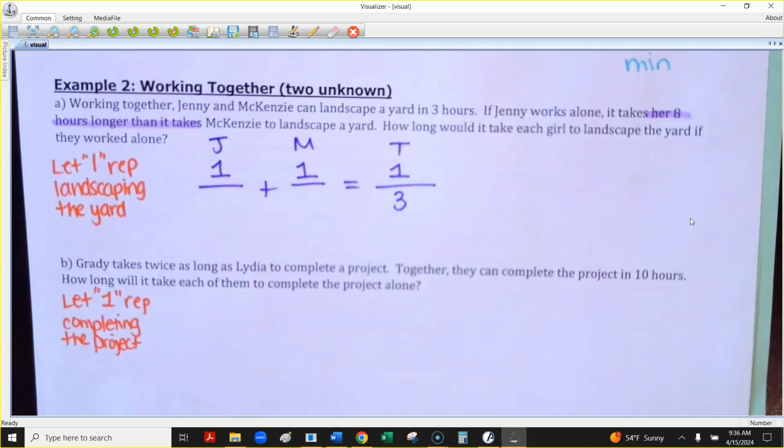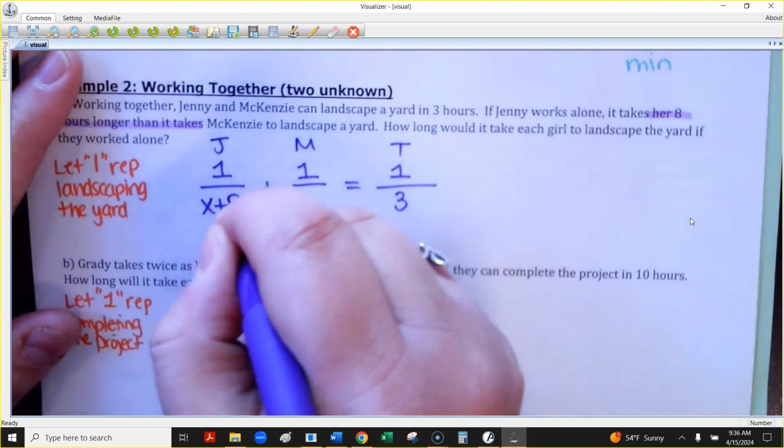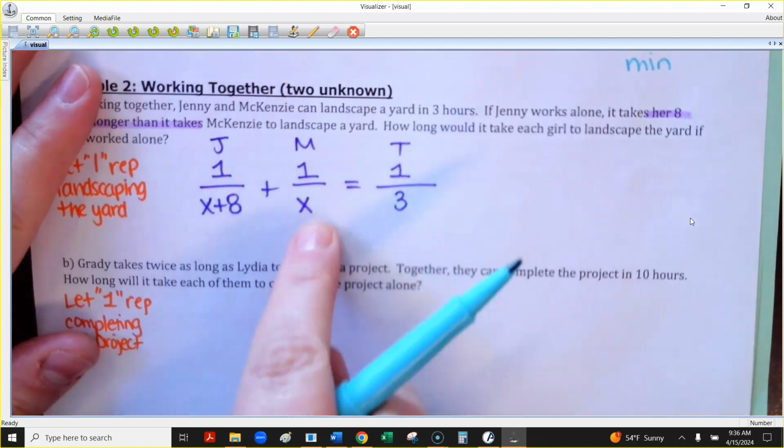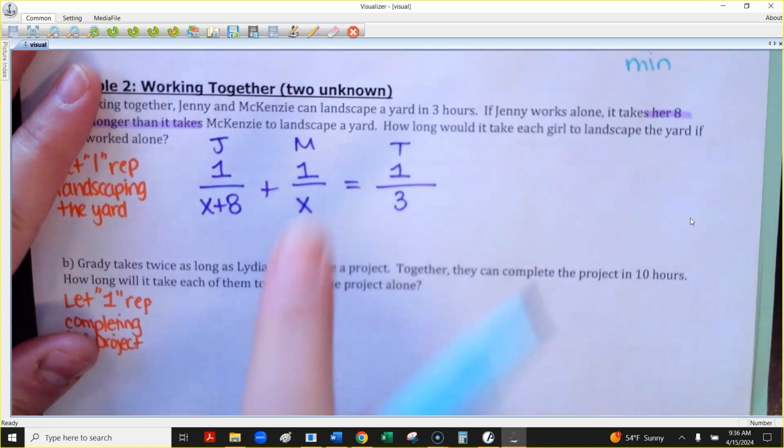Okay, now it says if Jenny works alone, it takes her 8 hours longer. X plus 8, there you go. So 8 hours longer. So if we say Mackenzie's X, we would just add 8. Don't multiply. You want to add 8. Okay, now this one, I'm not going to lie to you. This one is a little trickier because it's going to turn into a quadratic. So don't forget, you can't just add 8 to make these match. All right, it has to be with multiplication.